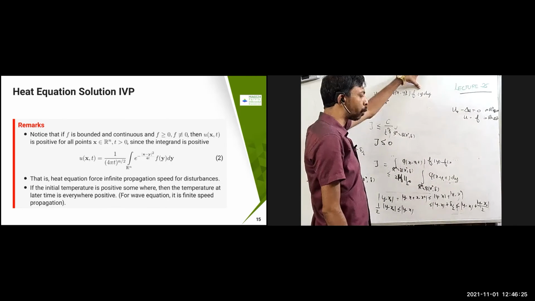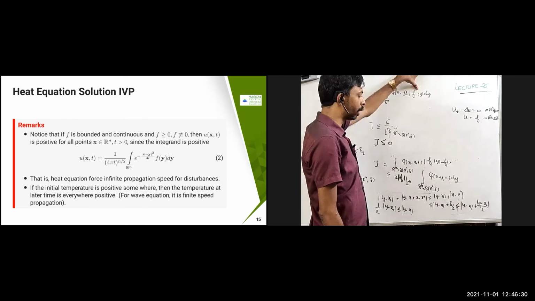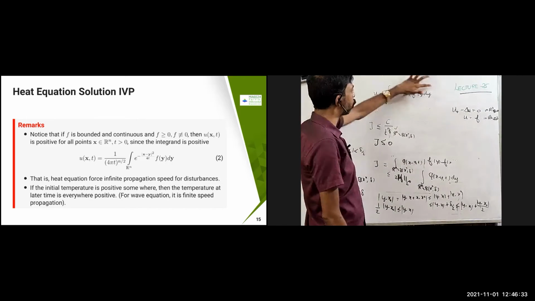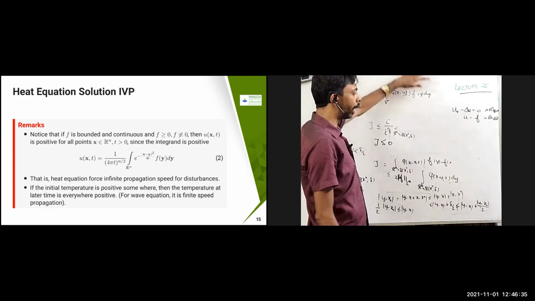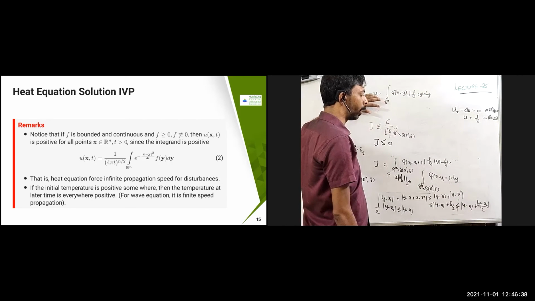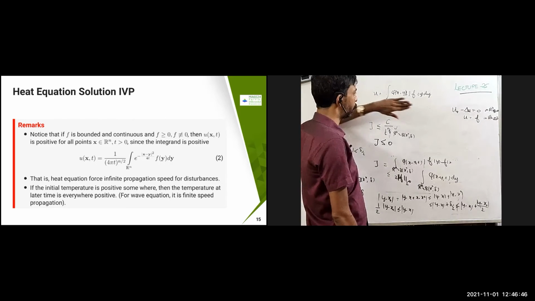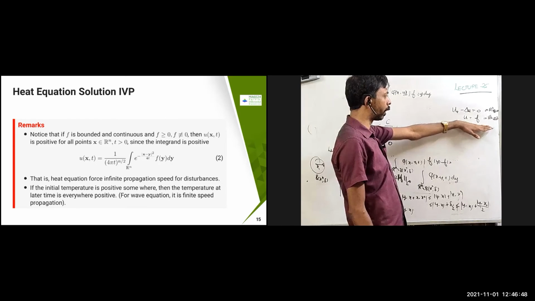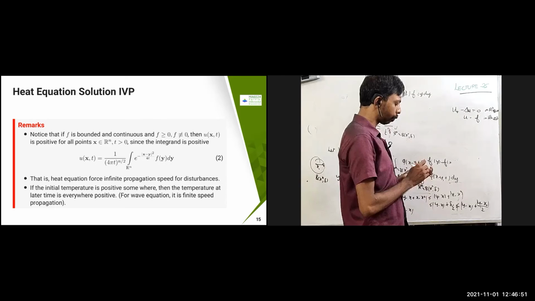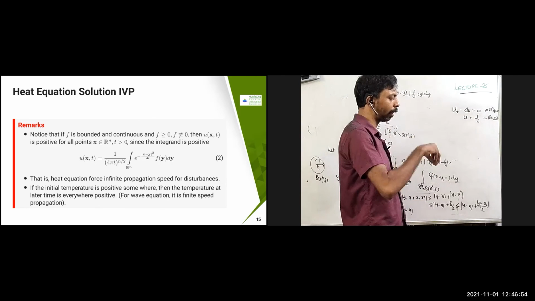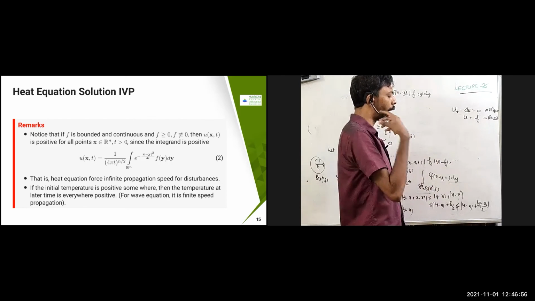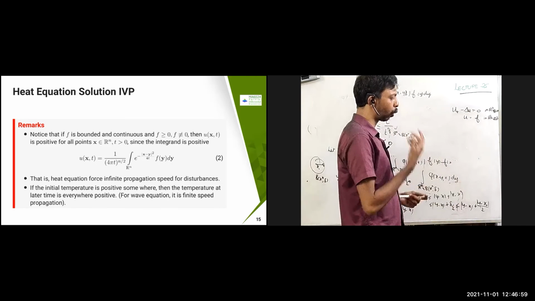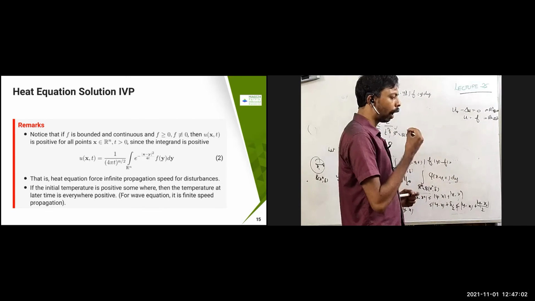Now f of y is also positive. f is bounded, continuous and positive. If f is positive, then the integrand is going to be completely positive. If the integrand is positive, then the heat equation has infinite propagation speed for disturbances. Suppose you give some amount of heat at the initial position. Whatever be the position, whatever be the time, it keeps on propagating, so that the heat is going to be almost everywhere.